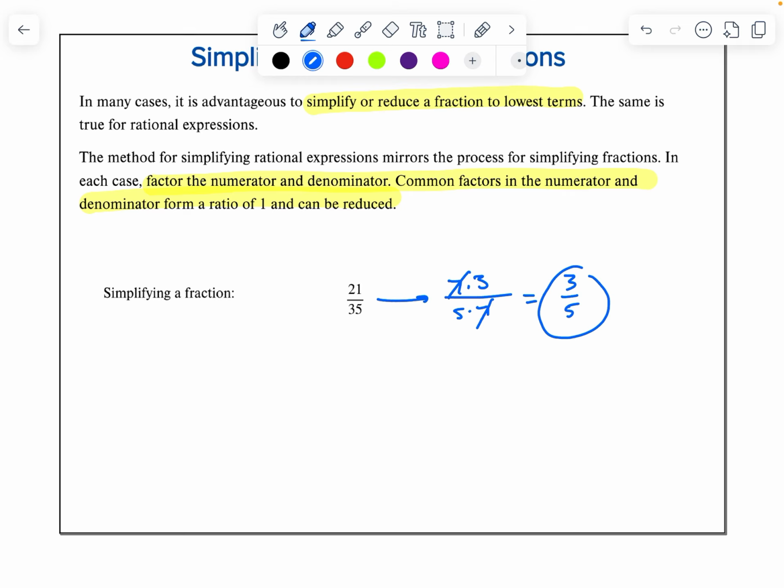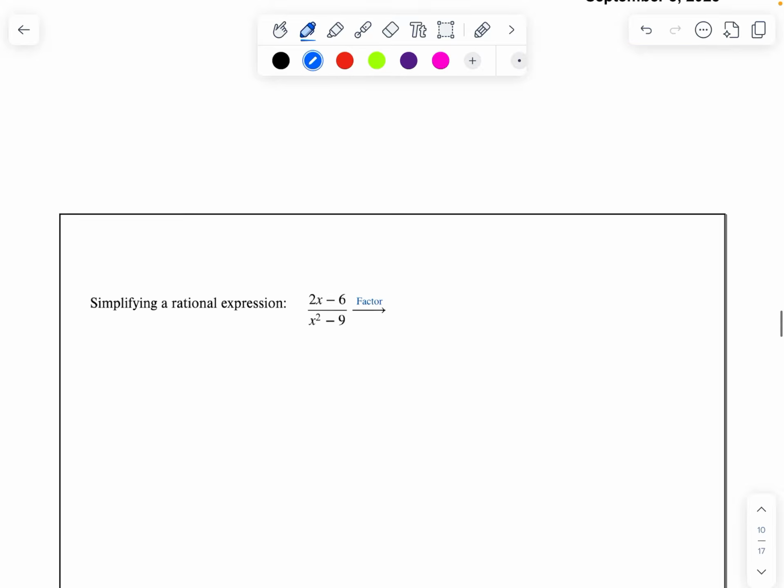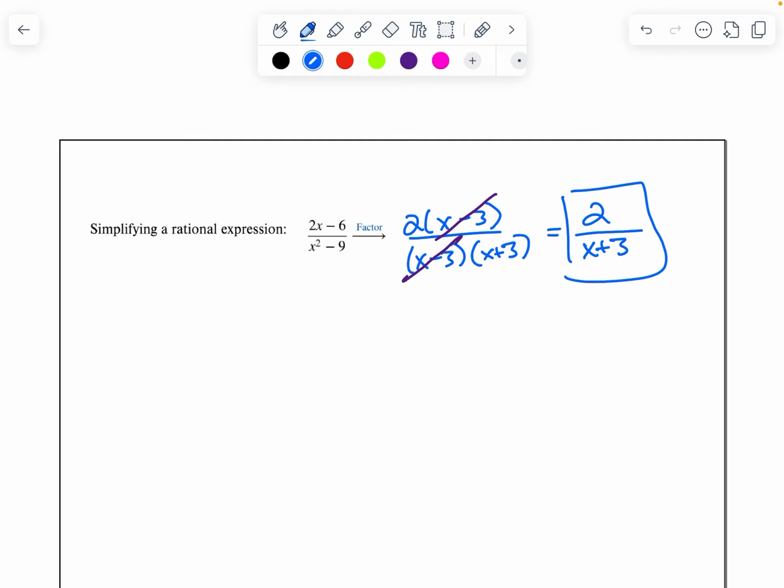The same thing happens with rational expressions with polynomials in the top and bottom. So this example, simplifying this rational expression, if I factor the top, it would be a GCF of 2. I could factor the bottom by difference of squares. And notice that I have an x minus 3 in the top and the bottom that I can divide away to 1, and I'll be left with 2 over x plus 3. That's my simplified version of that rational expression.